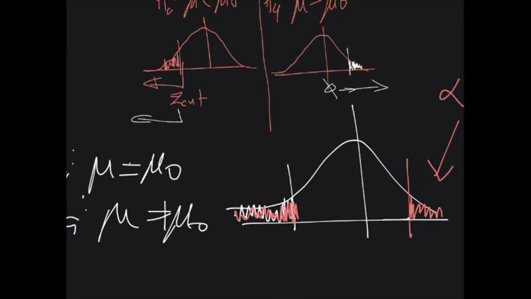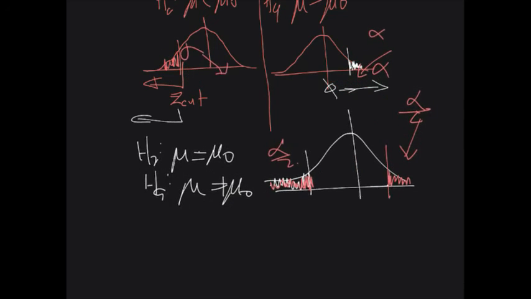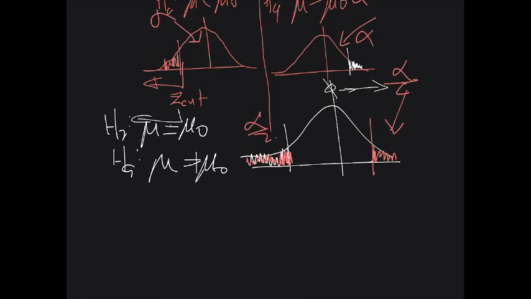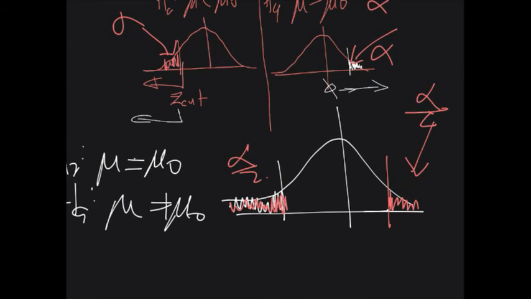And the size of each tail is alpha over 2, whereas the size for the tail in the case of a one-tailed test is just alpha. Okay? All right, so that gives you the three different scenarios that we consider whenever we're doing this.